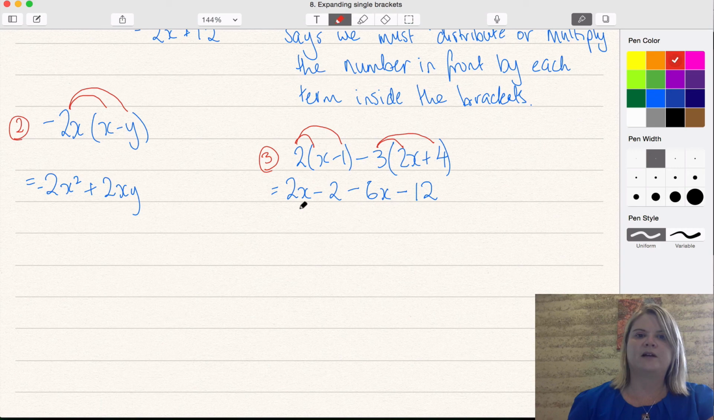Now we need to gather our like terms. We've got an x term and an x term. Make sure you keep the negative with this 6. So we get 2x minus 6x is negative 4x. We have a number and a number. Negative 2 take away 12 is negative 14.